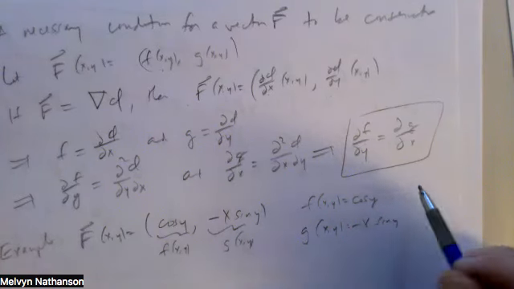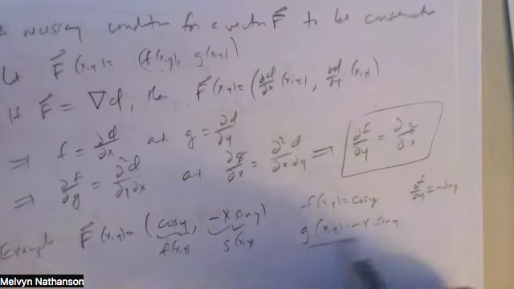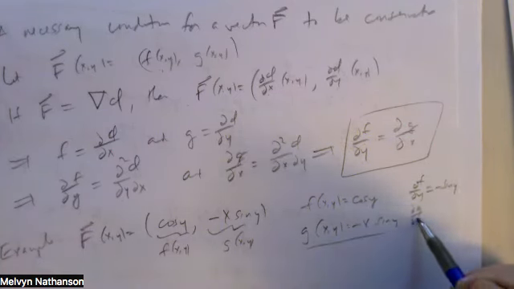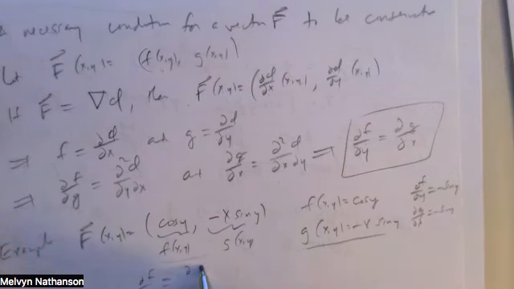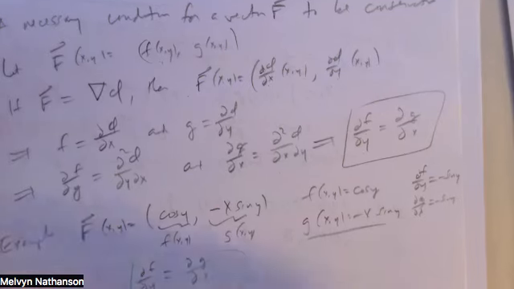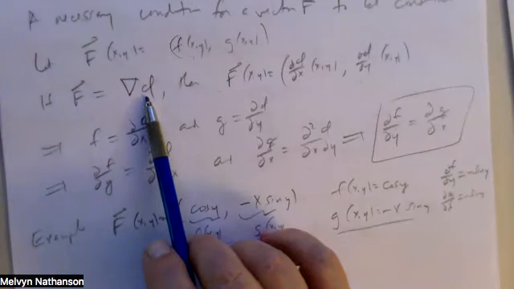If I take the partial of f with respect to y, I get minus the sine of y. If I take the partial of g with respect to x, I get minus the sine of y. So in this example, partial of f with respect to y equals the partial of g with respect to x. So this is just an instance of this phenomenon. So the conservative vector field is the gradient of a scalar field.